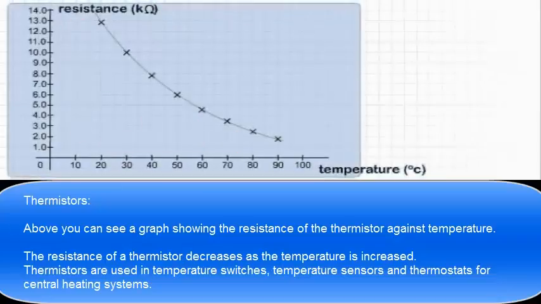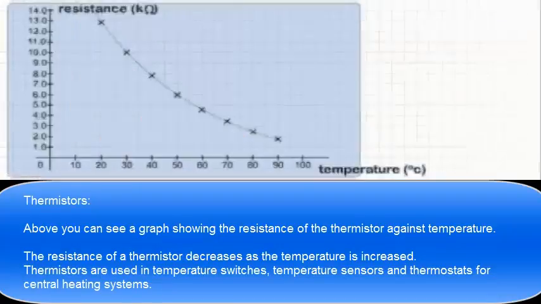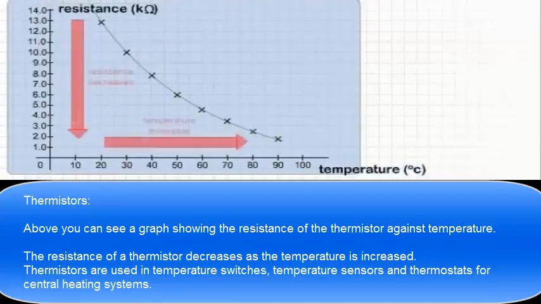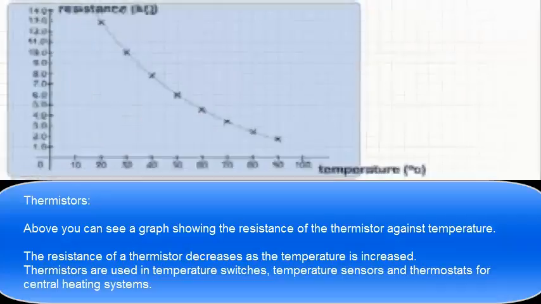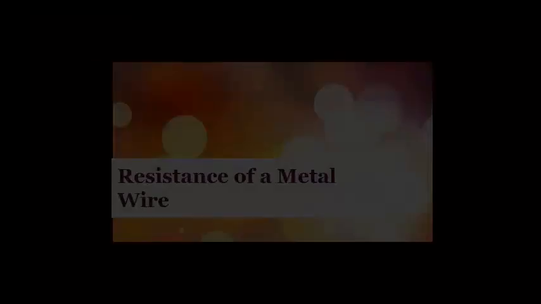Above you can see a graph showing the resistance of the thermistor against temperature. The resistance of a thermistor decreases as the temperature is increased. Thermistors are used in temperature switches, temperature sensors, and thermostats for central heating systems.